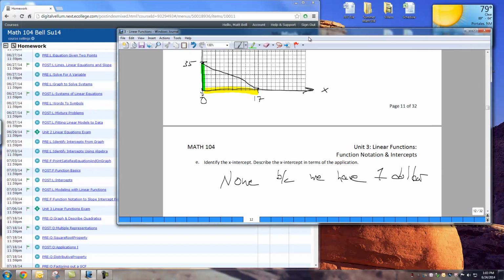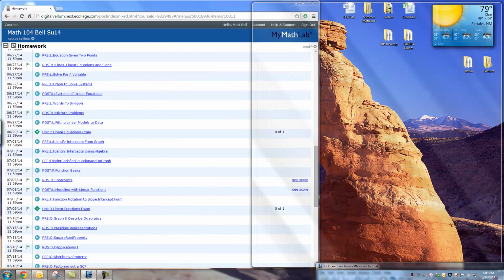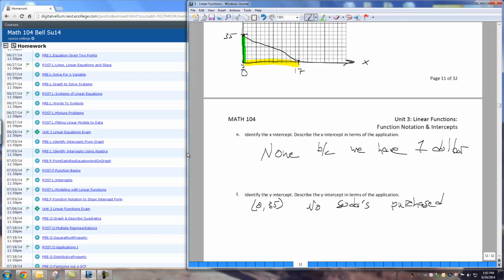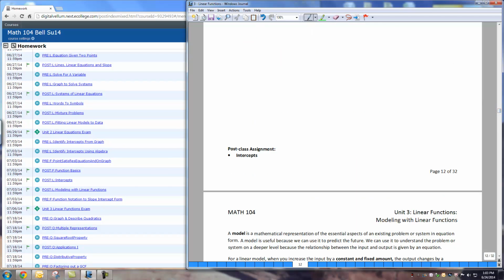Alrighty. So this assignment in my math lab is called intercepts that corresponds to this. Intercepts that's due 7/3 at midnight. And it does have a by hand portion. That's one question that you'll have to turn in to me, and I'll show you how to do that again in the next couple questions. So you'll do the same thing a few different times.